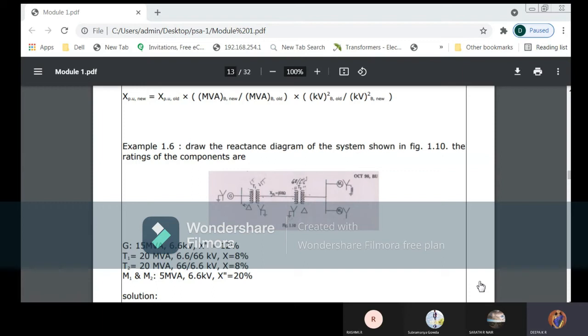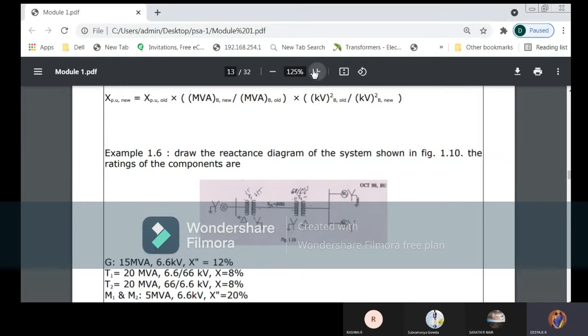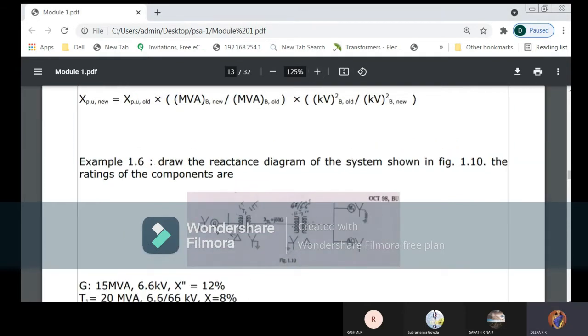Figure, the ratings of the components are directly given. And of course, the transmission line value is given in the diagram. You can observe here, you have a generator, transformer 1, transformer 2, and motors. And the transmission line value has been given as J60.